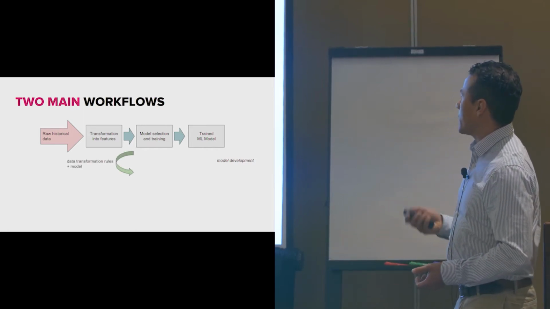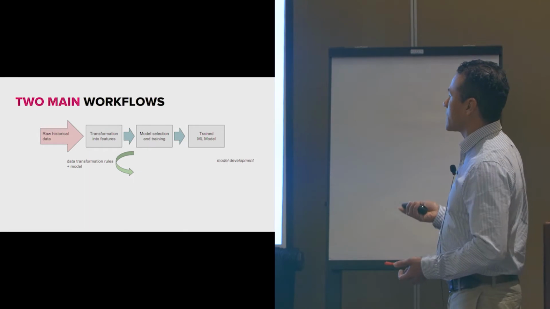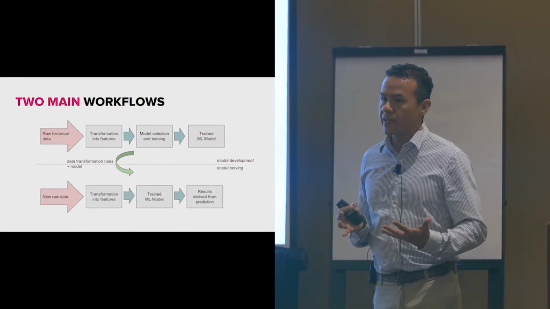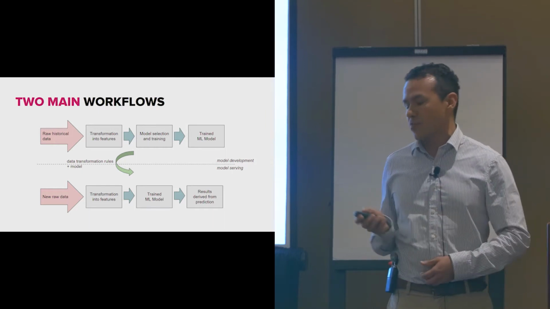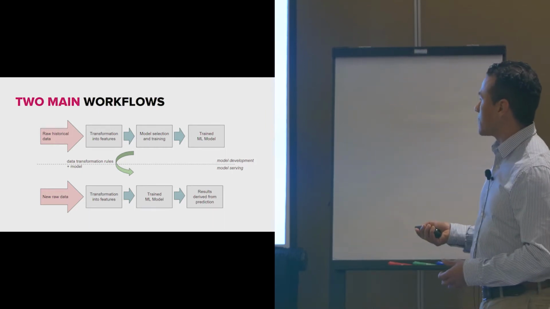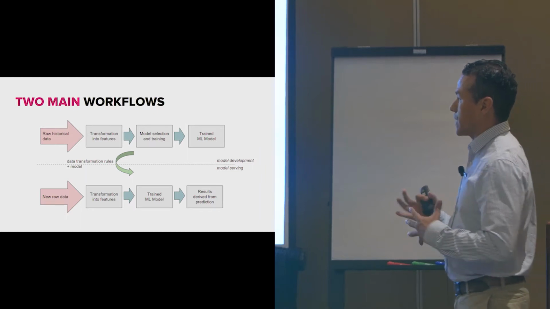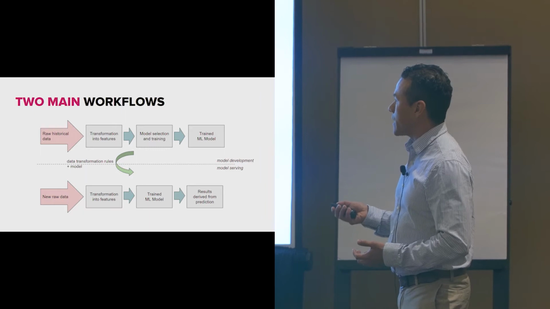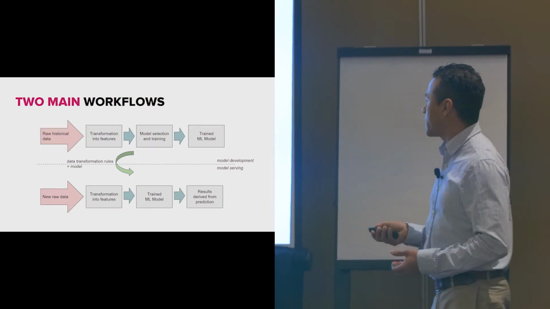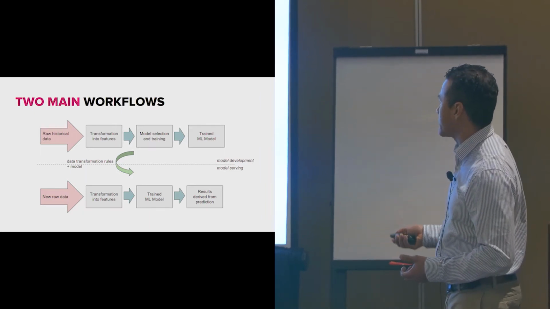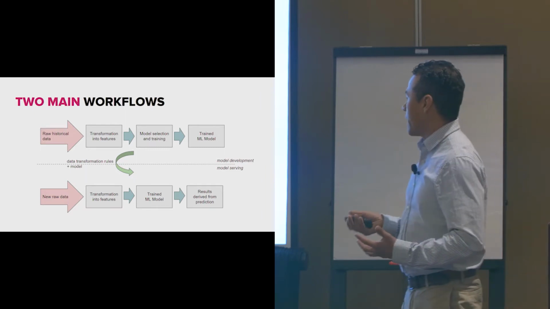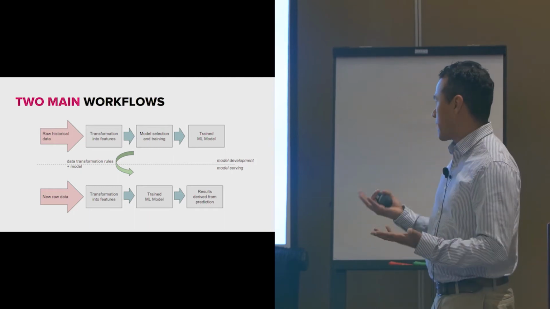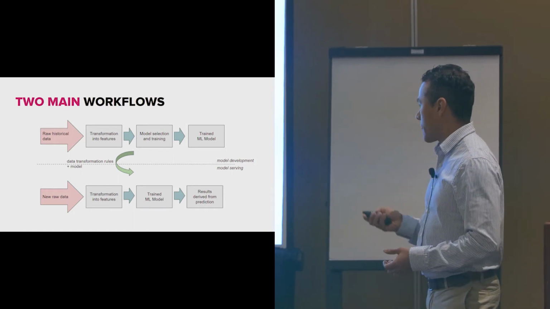So once we have developed the model, the data transformation rules and the model are sent to a second workflow, which is called model serving, and this is when the model is actually put into production. In production, the model receives raw data that it hasn't seen before, and this raw data is transformed following the same rules that were established during the model development and is fed to the model that has been sent from model development. As a result of this, the model can make predictions and give useful results.